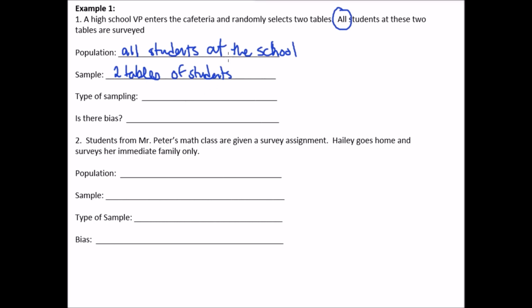Okay, the type of sampling. So this here is a cluster sample. And we know that because the cafeteria is broken up into different tables, which are like groups of people. And then what the principal did, or the VP, was he took 2 tables and surveyed every single student. So it's cluster sampling.